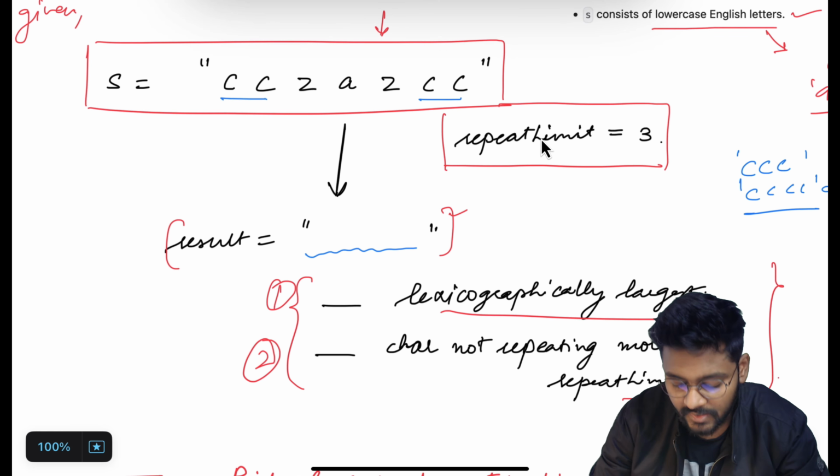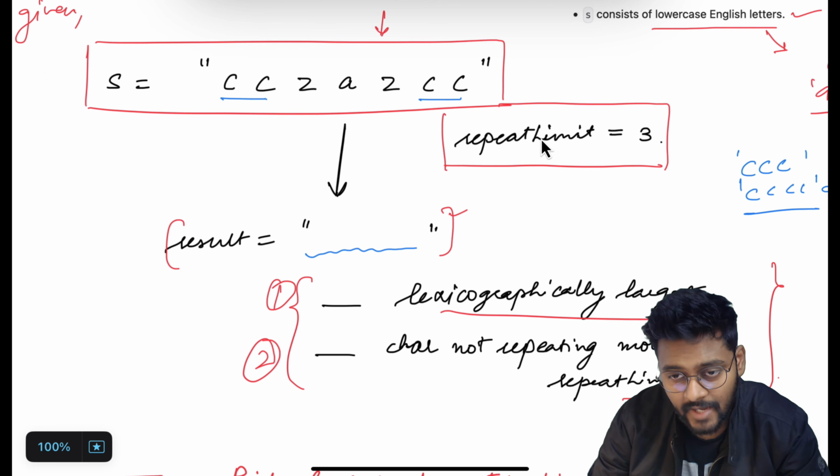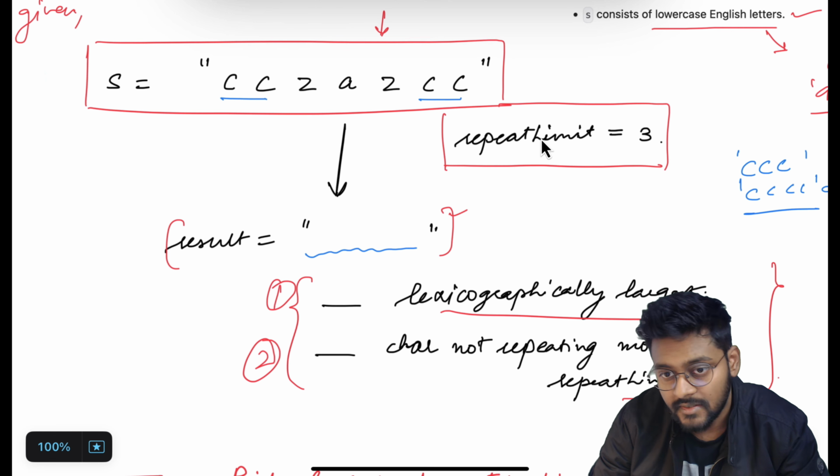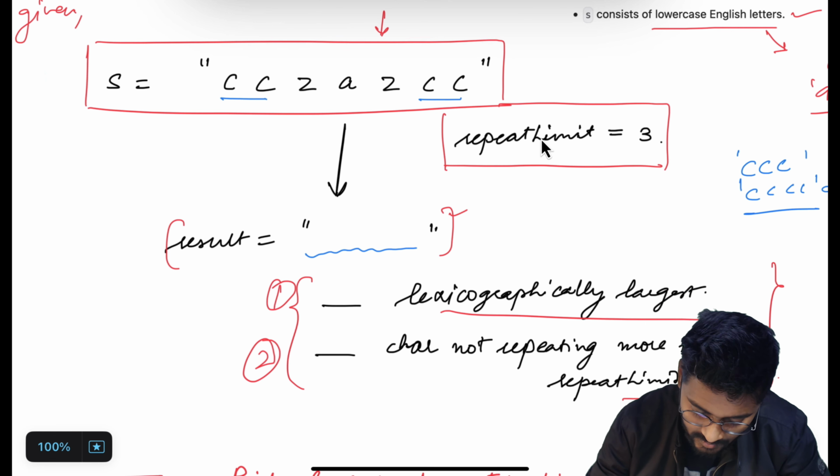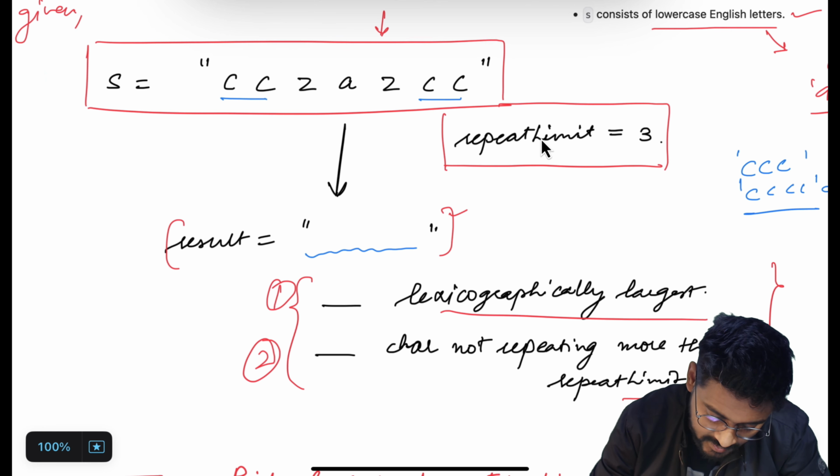The first constraint is that the resultant string should be lexicographically largest. If it is lexicographically largest, it means we have to pick the character which is biggest first. So pick the biggest character first. It means the character with the biggest ASCII value, you can say. Here Z is the biggest one.